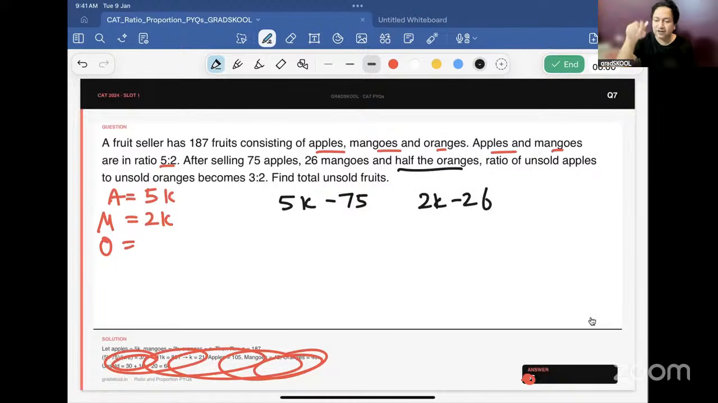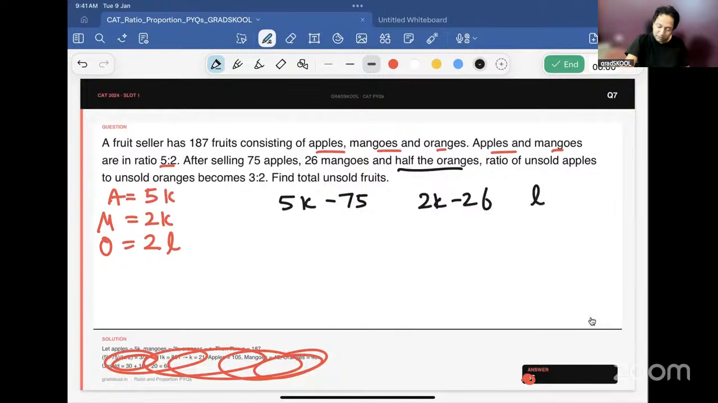If it is half the oranges, let me say that oranges are 2 times L. Now, why did I take 2L? Because I need to take the half of it, so having half will be easy. So half the oranges are sold, remaining are L only.